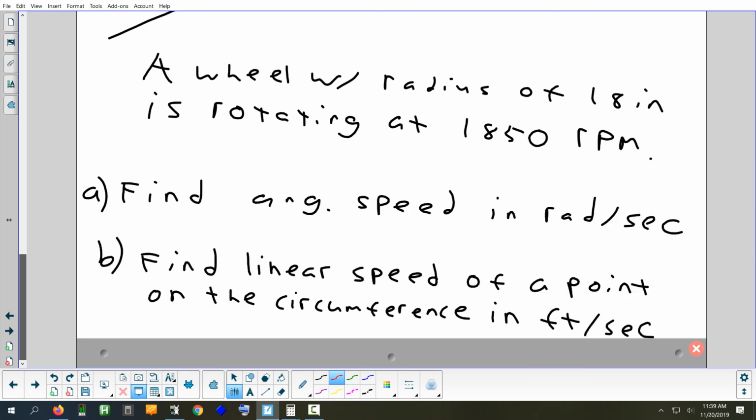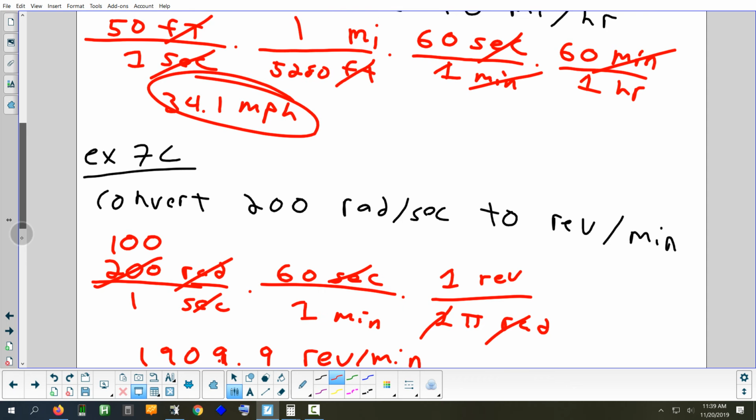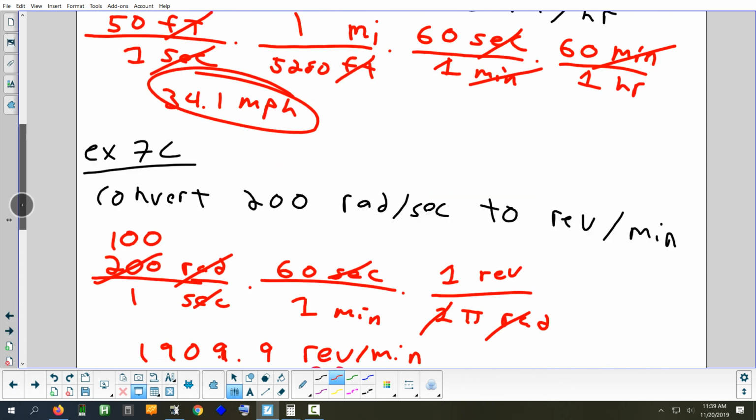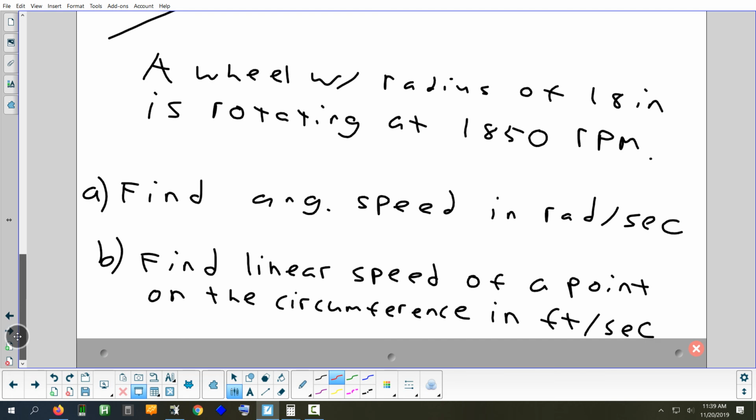I'm not going to do part A, because part A is to convert RPMs to radians per second. We basically just did that. We converted revolutions per minute and radians per second. We just kind of did something like that. They want converting to radians per second. Here we converted from radians per second. So it would be the same idea. So let's do part B. Part B says find the linear speed of a point on the circumference of the wheel.